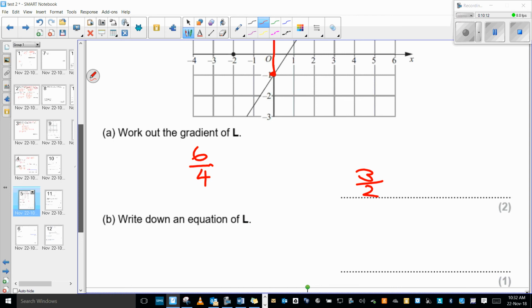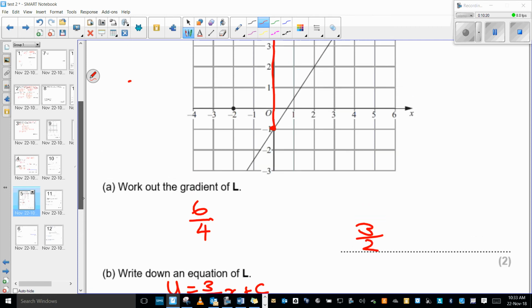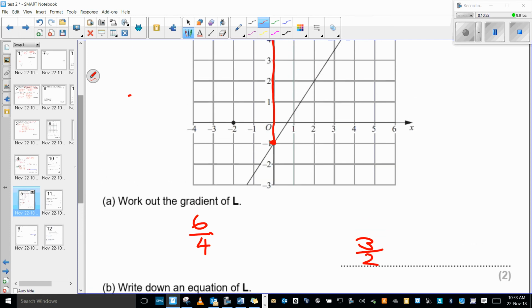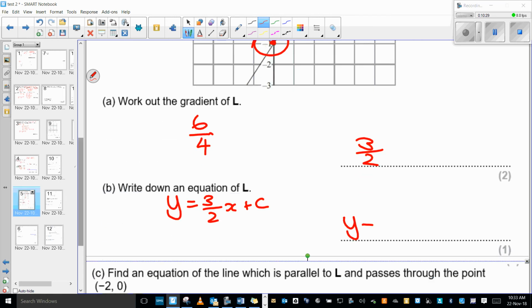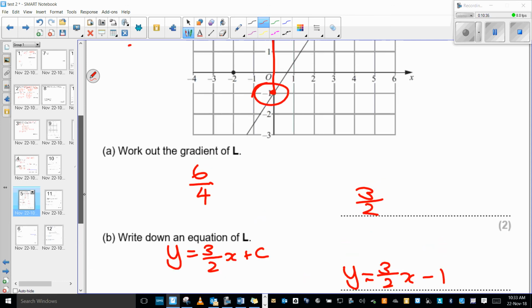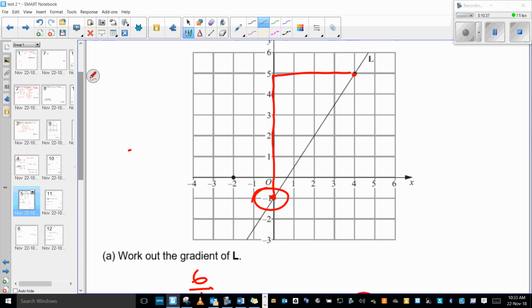Well, we've established the gradient, so we know it's going to be y equals 3 over 2x plus something. Can we tell just by looking at the graph? Ideally, yes. It crosses the y-axis here at -1, so it's going to be y equals 3 over 2x minus 1.